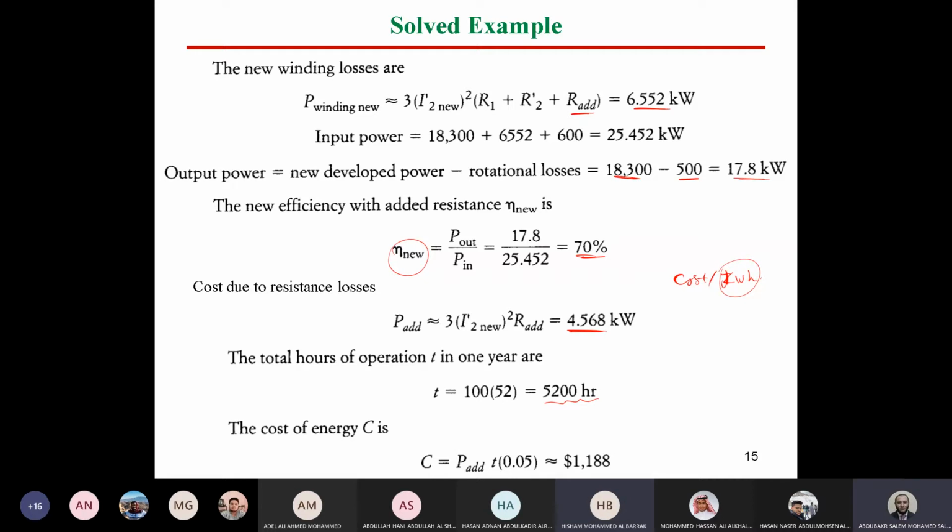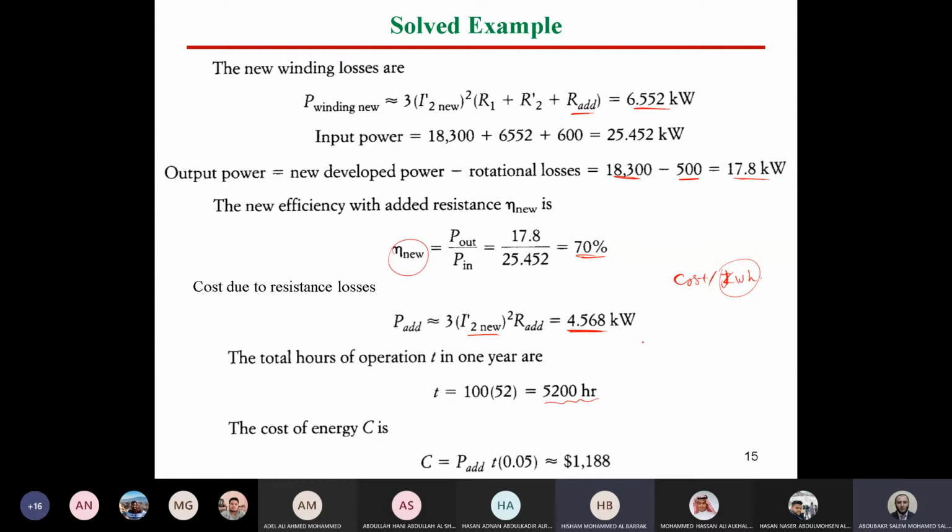What's the problem? You now consider only the case of added resistance, which is at I2 new. This is the current for adding resistance, and what we need to calculate is the cost of adding the resistance. My point actually, we can add one term, which is 3 multiplied by the new current minus the old current, multiplied by the added resistance.